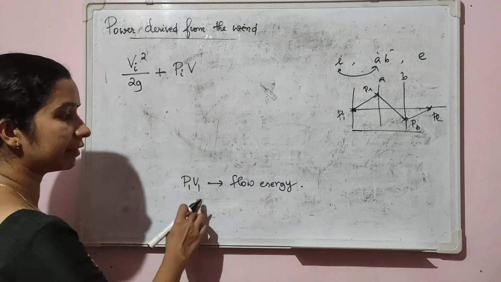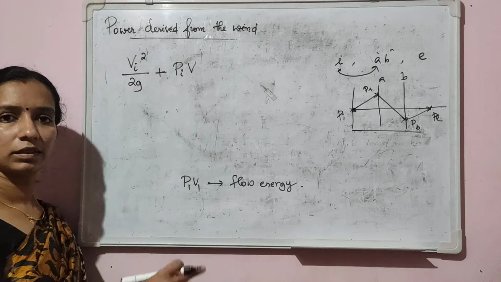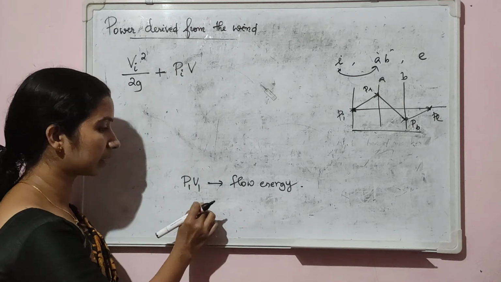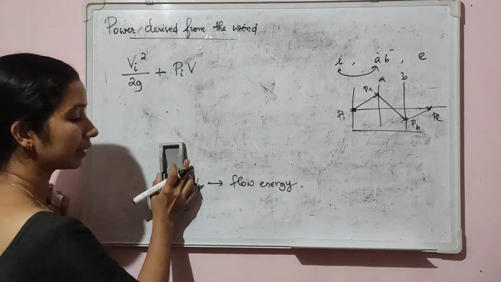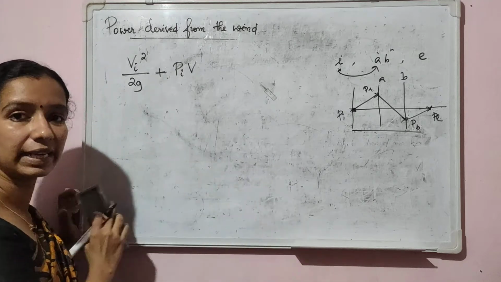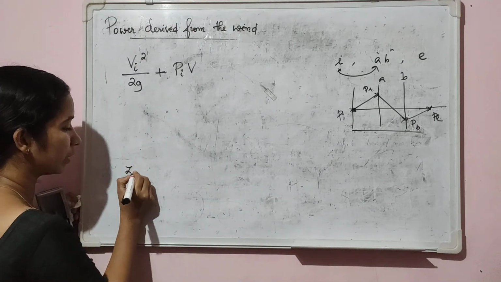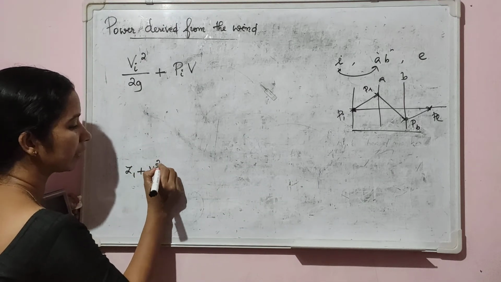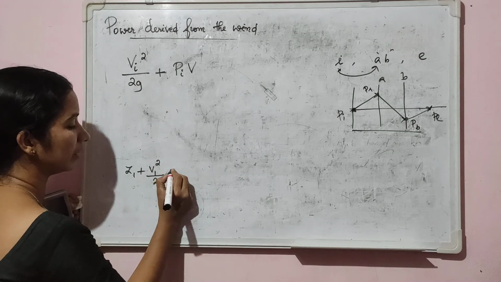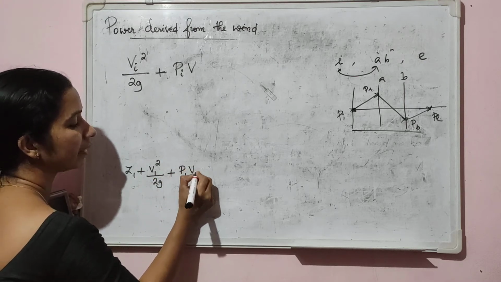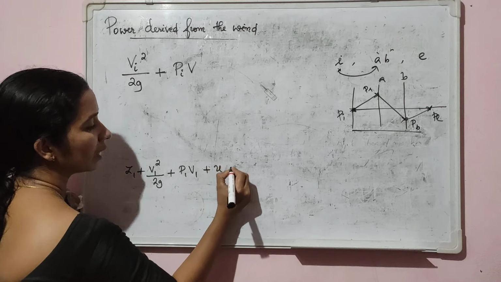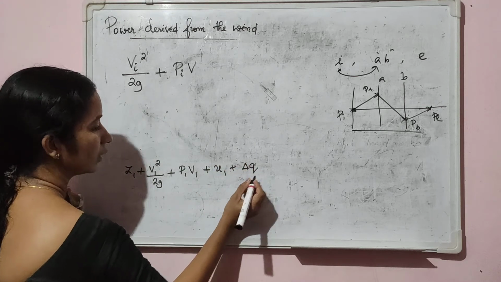Okay, P1 V1 is the flow energy. I am not sure whether I have written this term there or not, so let me write the general energy equation again. The energy equation was Z1 plus V1 square divided by 2G plus P1 V1 plus U1 plus delta Q.